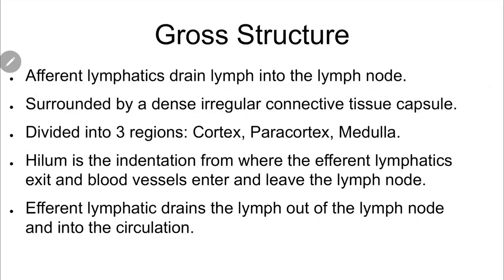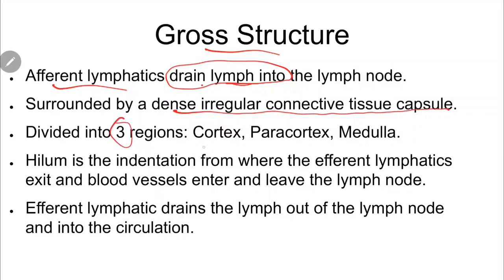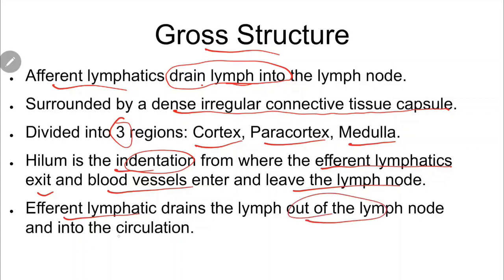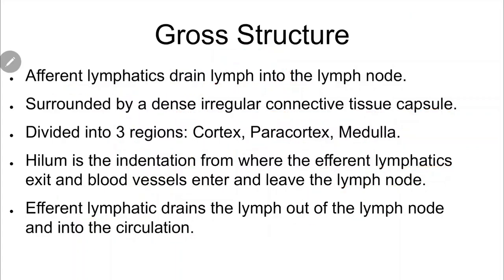Now, let's look through your gross structure. Those are going to be your afferent lymphatics that drain lymph into the lymph node, and it is surrounded by a dense irregular connective tissue capsule. It is divided into three regions: your cortex, paracortex, and your medulla. The hilum is the indentation from where the efferent lymphatics exit and the blood vessels enter and leave the lymph node. Your efferent lymphatic drains the lymph out of the lymph node and into the circulation.